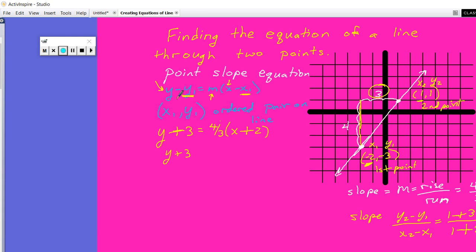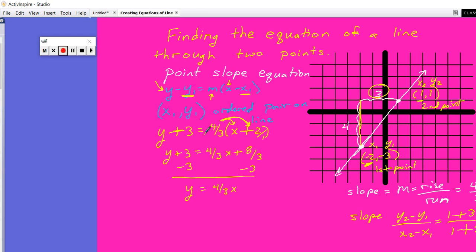This 4/3 outside means you distribute, so I draw little arrows so I know to multiply to both places. 4/3 times x is 4/3 x. 4/3 times 2: this is really 2/1, so you go top times top, bottom times bottom on a fraction. 4 times 2 is 8, 3 times 1 is 3. I'm almost done, but I need this y alone. So I subtract 3, and I have y equals 4/3 x.